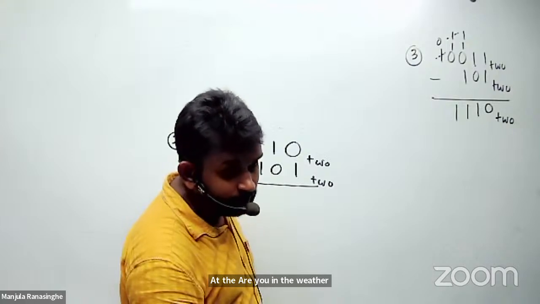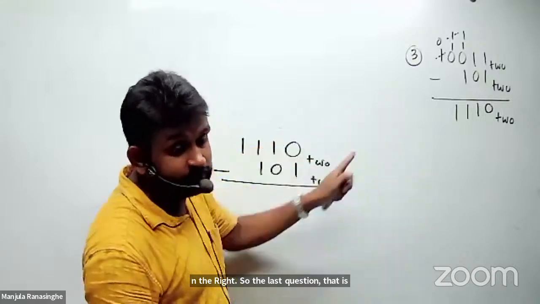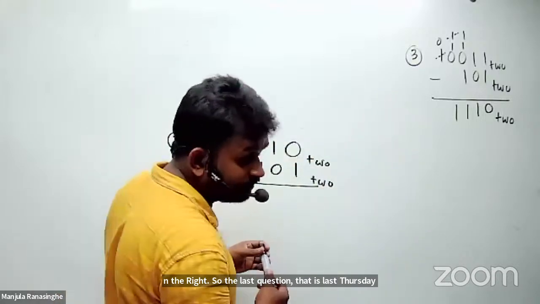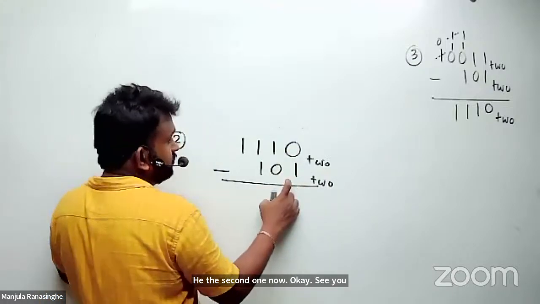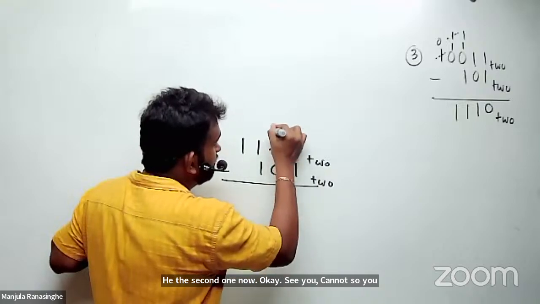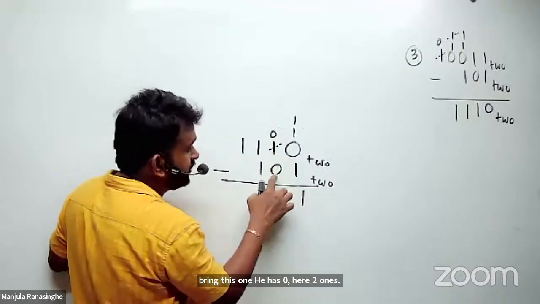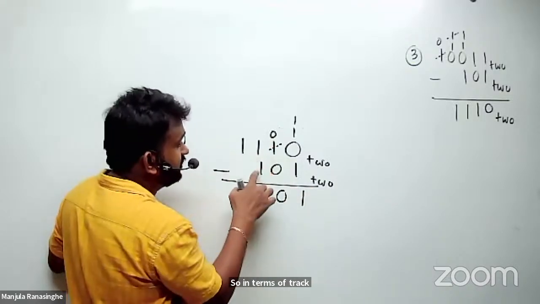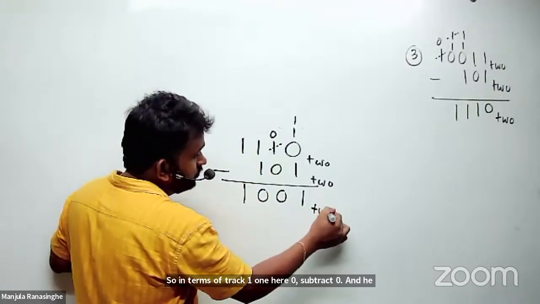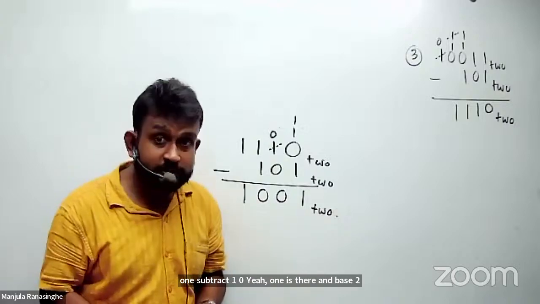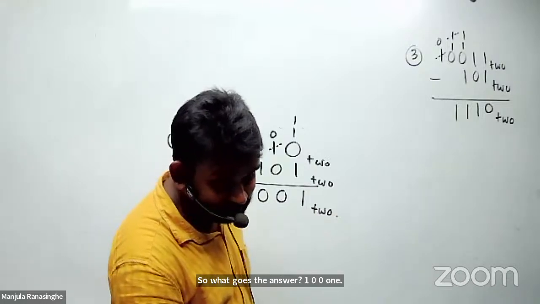Right. So the last question, that is the third. I did the third one. Here the second one now. Okay. 0 subtract 1 cannot. So you bring this 1, here 0, here 2 ones. So 2 subtract 1, 1. Here 0 subtract 0, 0. And here 1 subtract 1, 0. Here 1 is there and base 2. So what was the answer? 1, 0, 0, 1. Hands up those who got the answer.